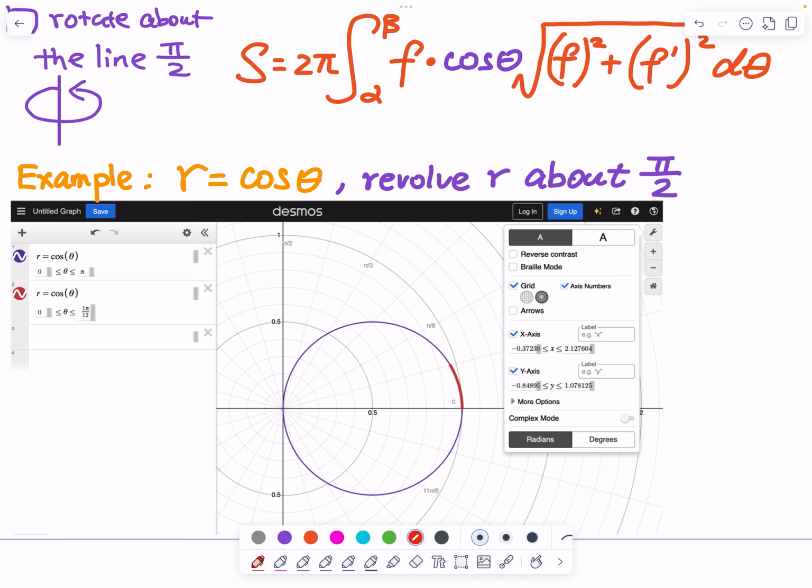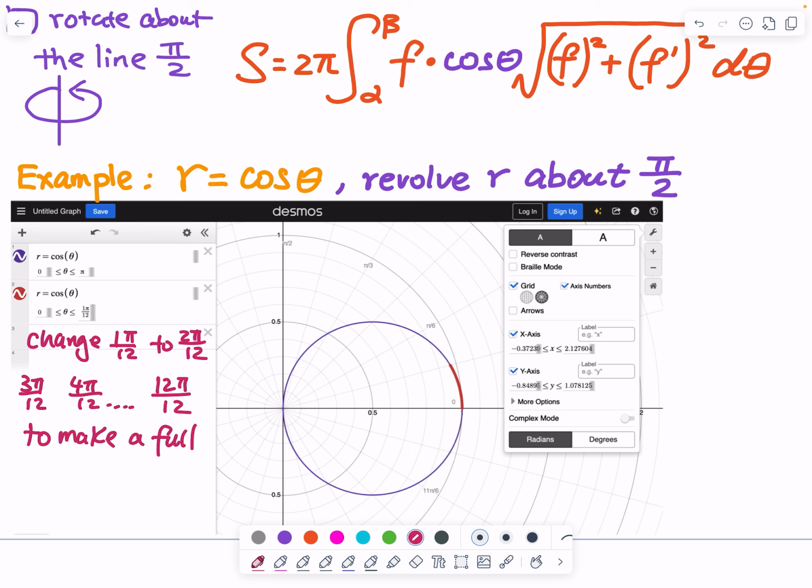Using decimal, this is very convenient. So what I am going to do is, I go from 0, and then from 0 to 1 pi over 12. Then you change the 1 pi over 12 to 2 pi over 12, and then you go to 3 pi over 12, 4 pi over 12, and then eventually to 12 pi over 12 to sketch the full circle. So that's why I know from 0 to pi is enough to make a full circle, not from 0 to 2 pi.